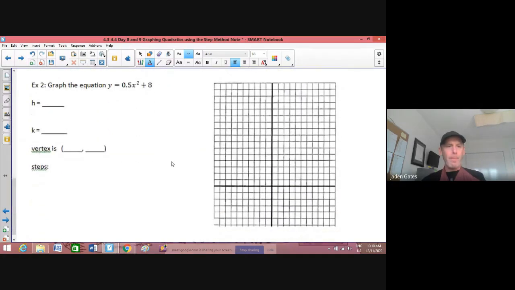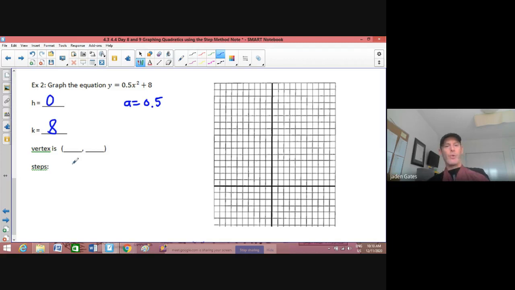Another one here. Graph the equation y equals 0.5x squared plus 8. So again, the number in front of the x squared, that's my a value. So there we go, a is 0.5. Now, again, there's no brackets, so it's not being shifted left or right at all. But we do have a number after the squared. It's 8. So that means this graph is being shifted up 8. So if our original vertex was at 0, 0, and this is being shifted up 8, our new vertex is at 0, 8.